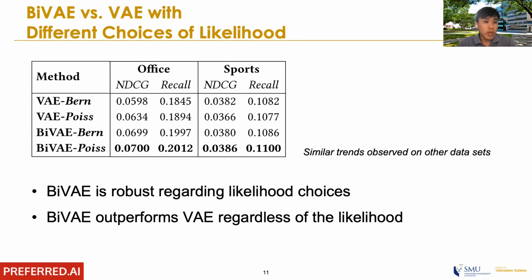We also compare the BiVAE model with the VAE, which is a direct baseline in our case, and with a different choice of likelihood. Here we show the Bernoulli likelihood and the Poisson likelihood. We make two observations: the BiVAE is robust regardless of the likelihood choice, and the BiVAE outperforms the VAE regardless of the choice of likelihood. We also experiment with multiple datasets, and similar trends are observed with other datasets as well.